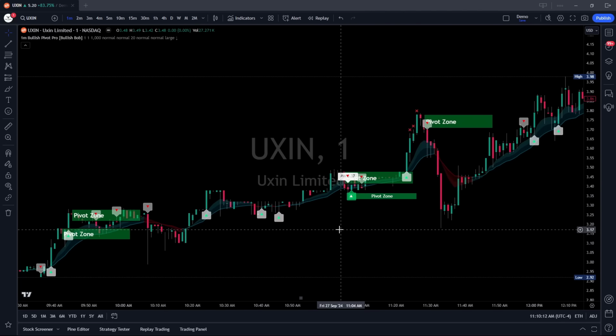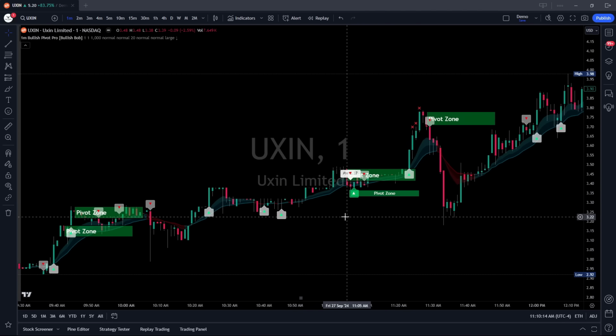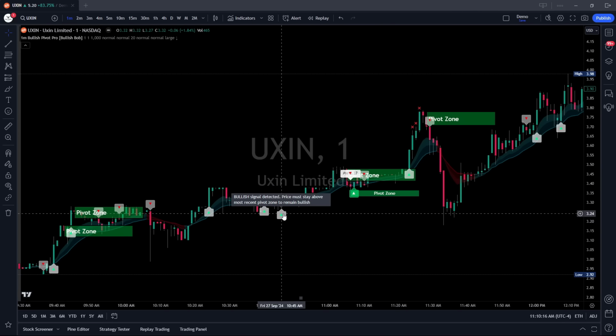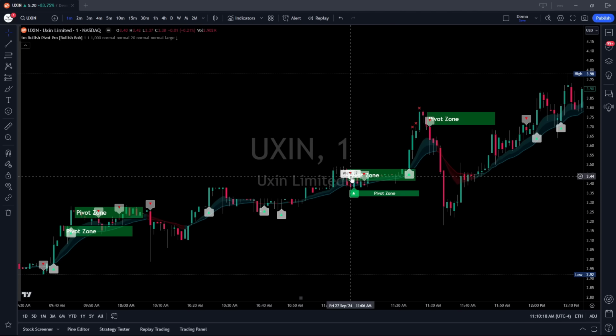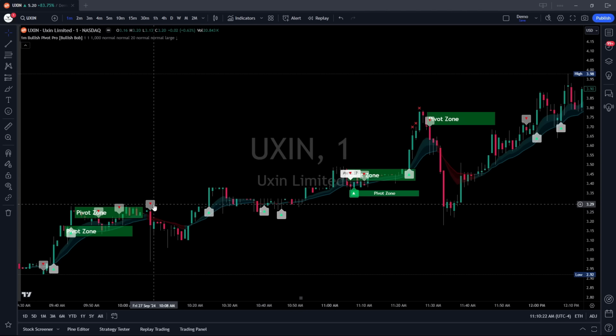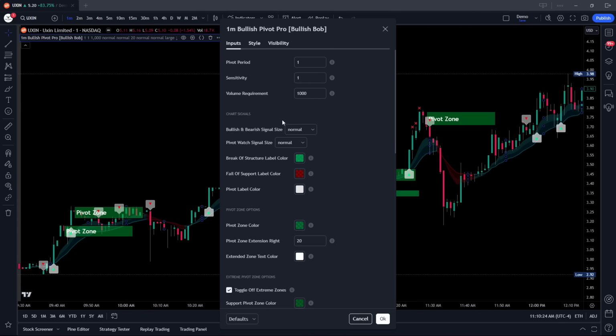So the quickest way to open up the settings for the indicator is to double click on one of the alerts on the chart, or you can double click on the name itself. So either way works for you. So I'll double click on an indicator here. First thing I see is the volume requirement. I like to increase the volume requirement here. So it's set at 1,000 shares.